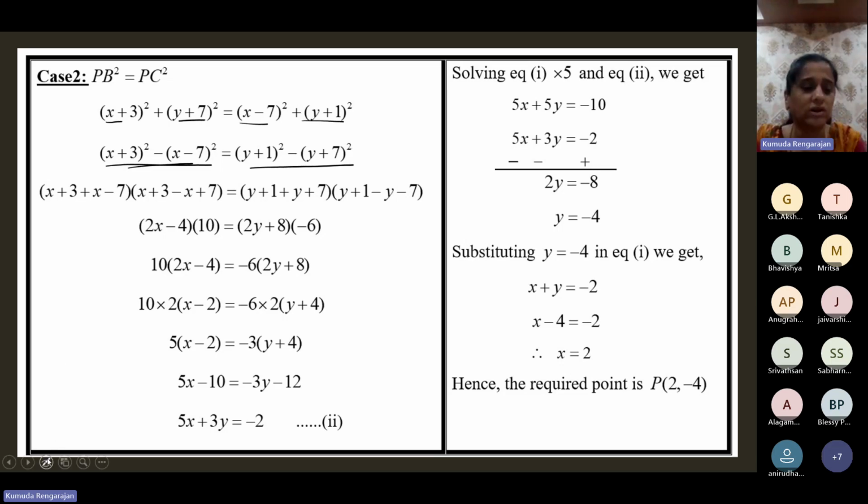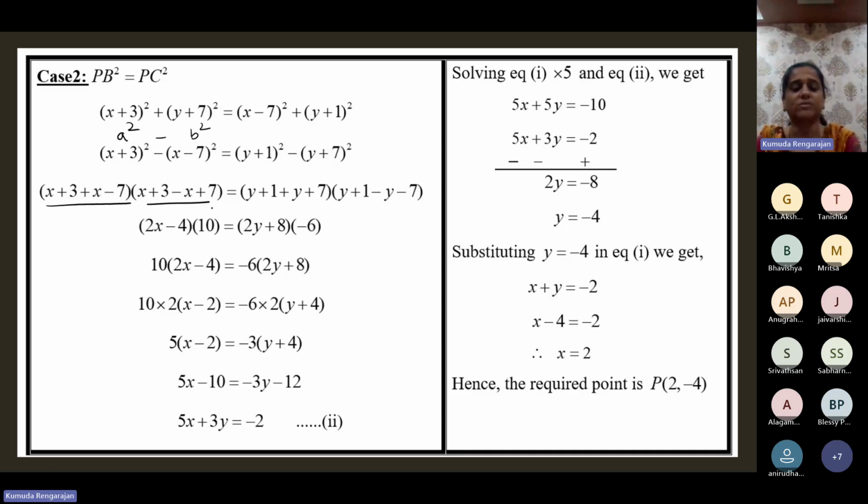Now how do they look? They look like a squared minus b squared. What's a squared minus b squared? a plus b into a minus b. This one also looks like a squared minus b squared, which is a plus b into a minus b.